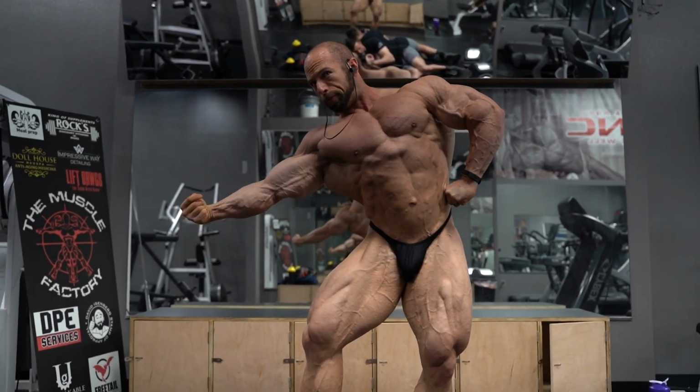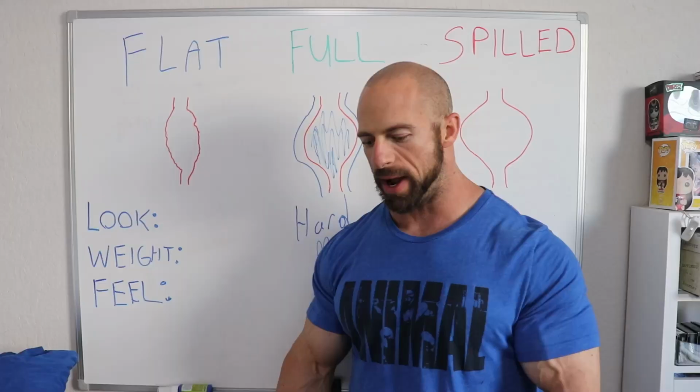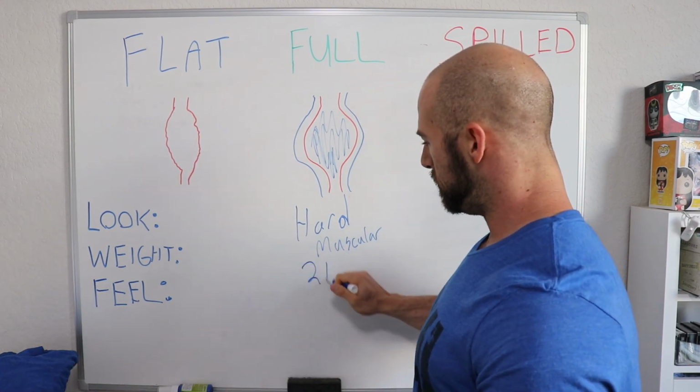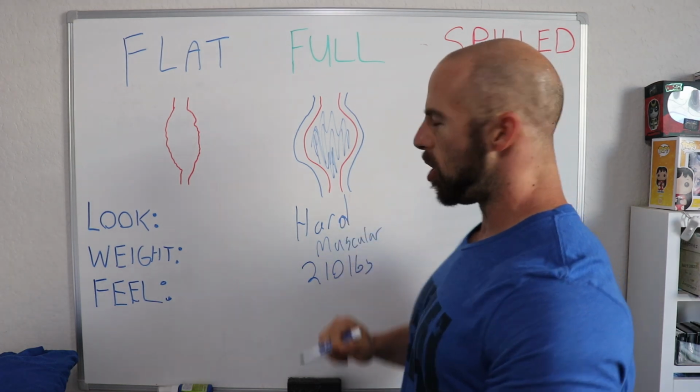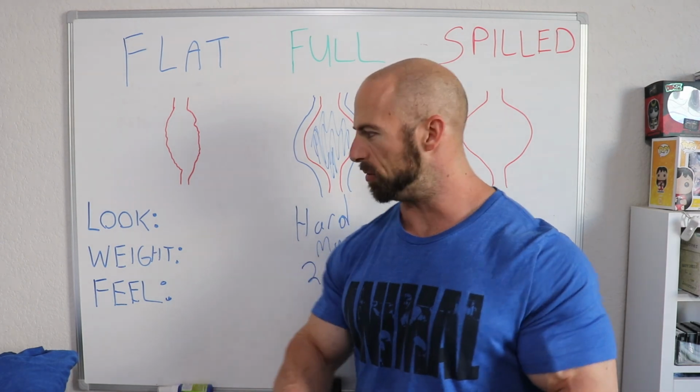We're going to have some arbitrary body weight that's associated with that. So you get on the scale and you say, hey, I'm at 200 and let's say 10 pounds when I look hard and muscular. That's my best look. Maybe that's midday after a few meals.